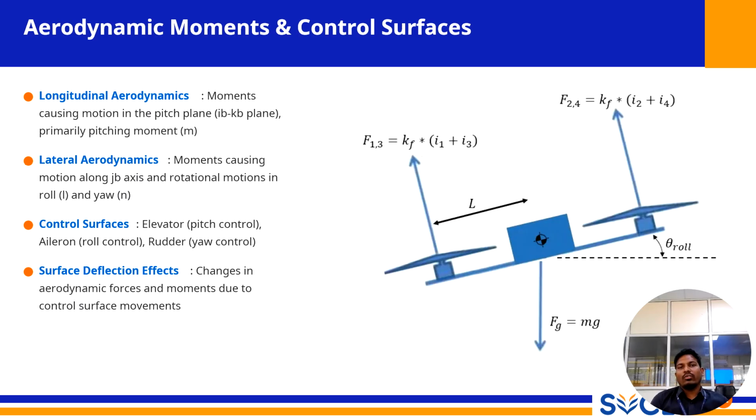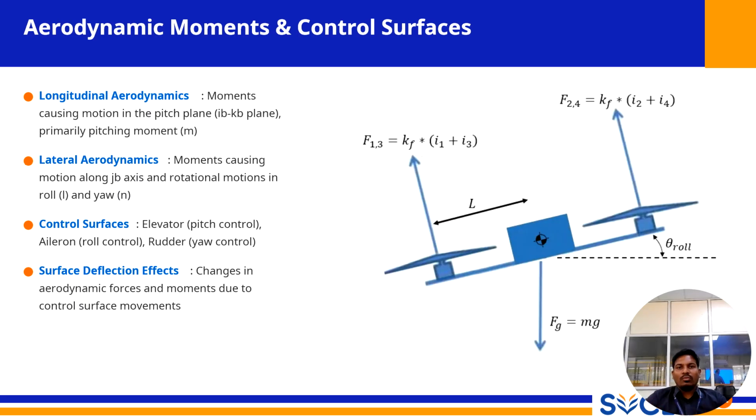The second category is the lateral aerodynamics. This covers all other motion, including the force causing motion along the Y-axis, which relates to sideslip, and the crucial rotational motions: the roll, denoted by capital L, and the yaw, denoted by N. The rolling moment L causes the aircraft to bank, and the yawing moment N causes its nose to swing from side to side.